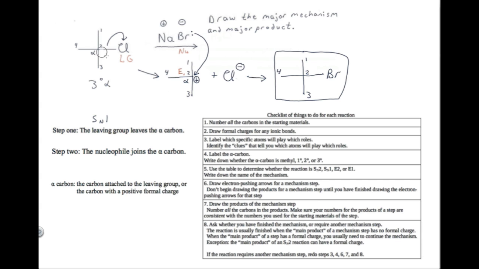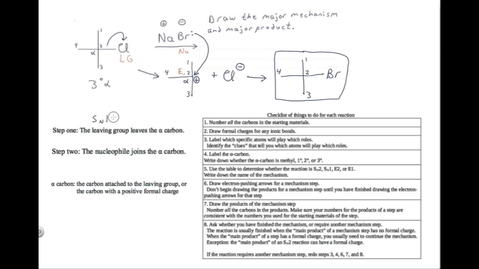Label the alpha carbon and write down whether the alpha carbon is primary, secondary, or tertiary. You have to do that because we use that to determine the mechanism. The fact that this was a tertiary alpha carbon helped us to determine that the mechanism was SN1. We saw how to use this table to figure out the mechanism.